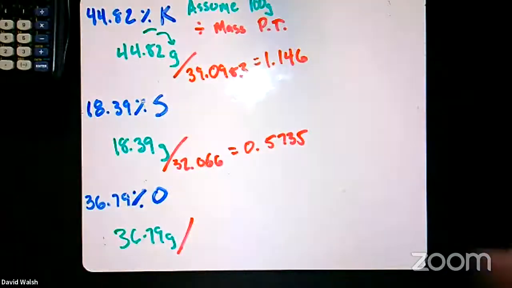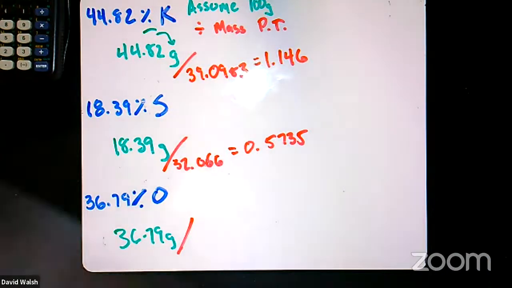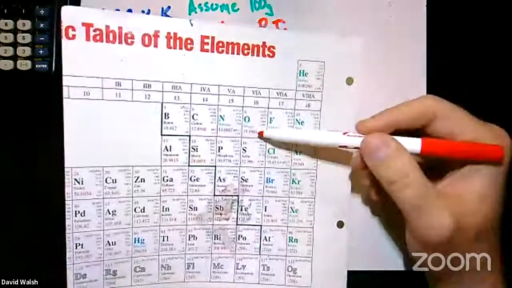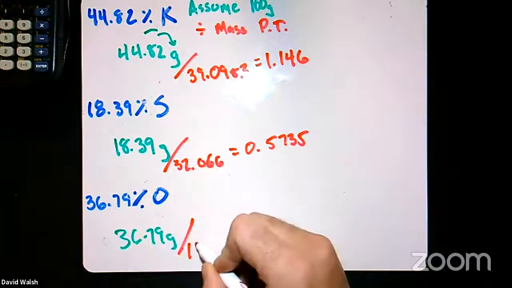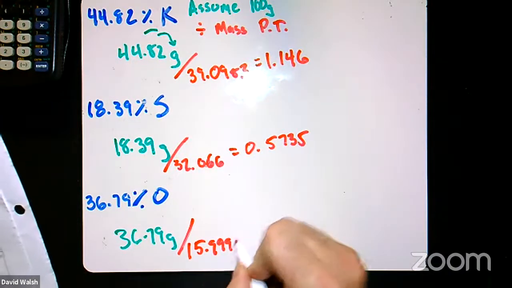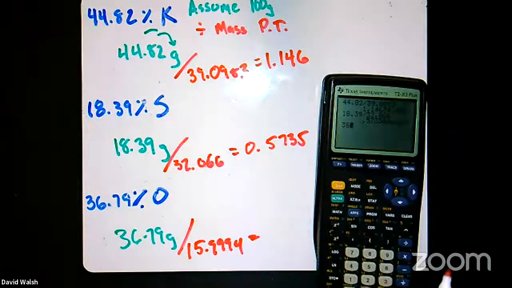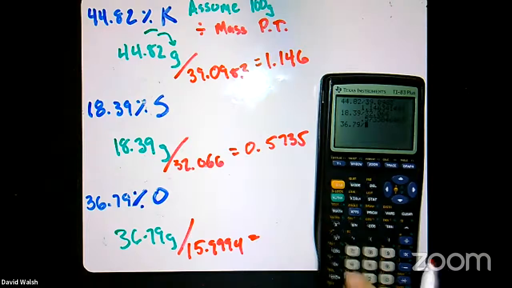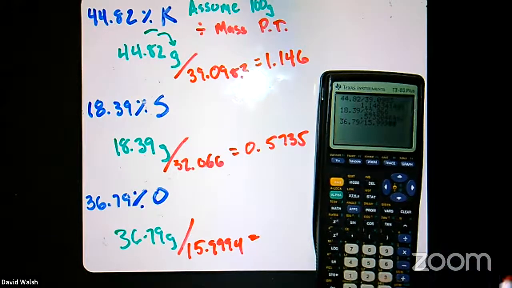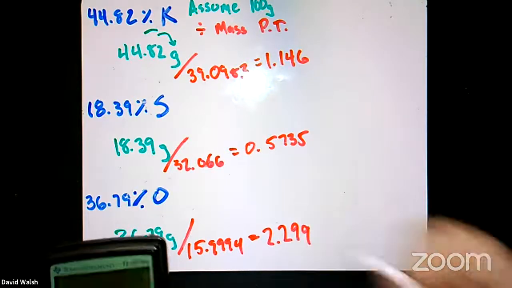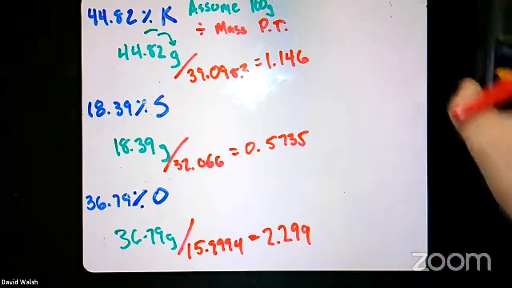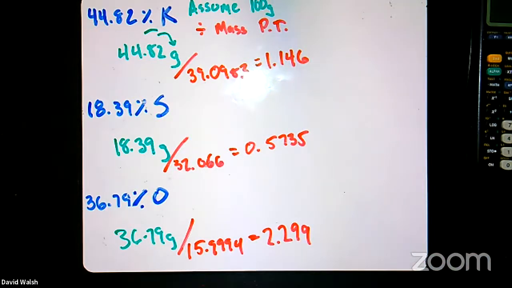And then the last one, oxygen. Yesterday, I had a student say, the mass of oxygen's easy. Everybody kind of knows it after you see it just a couple of times. So this is 36.79 divided by 15.9994. We put that in the calculator, 36.79 divided by 15.9994, and that's 2.299. So that's the second thing that you need to do.